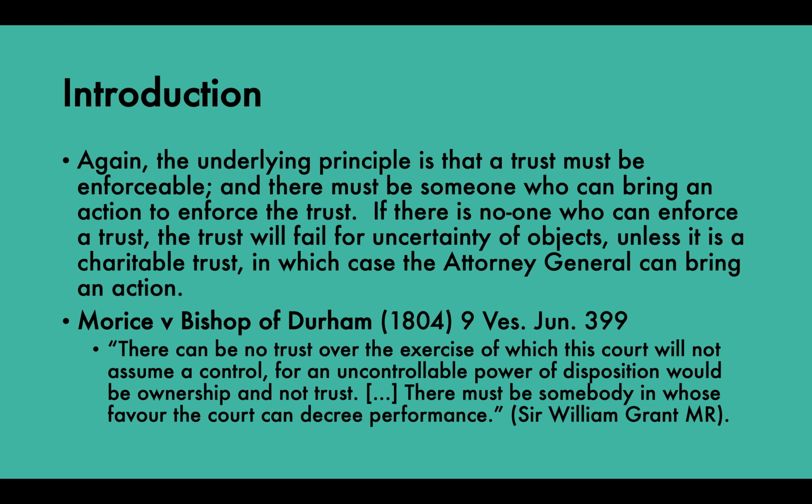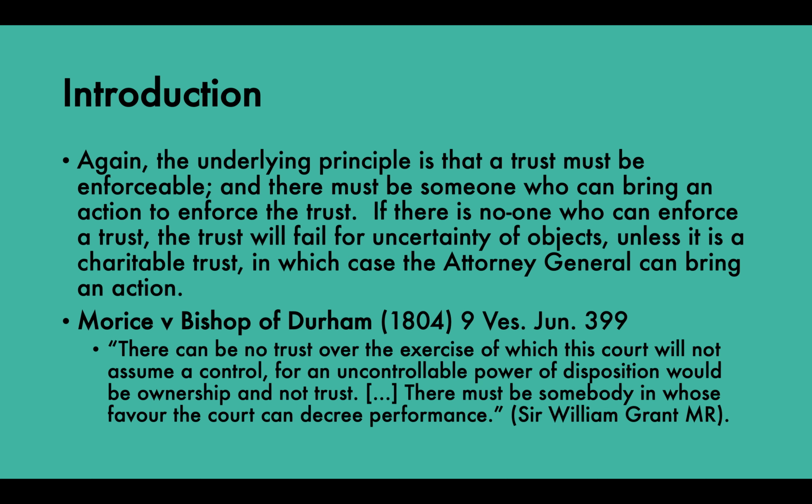The principle dealing with certainty of objects relates to the need for the trustees to be able to know the identity of the beneficiaries under a trust, because in turn the court cannot know whether or not trustees have exercised their powers properly if there is uncertainty as to the people who stood to benefit from that trust. Thus, it is said that it is important that the court have someone in whose favour they can decree performance of the trust, and we can see that from the Morice v Bishop of Durham case, and that the identity of the beneficiaries must be certain so that the court can police the performance of the trustees properly.